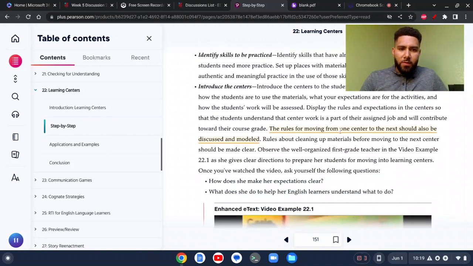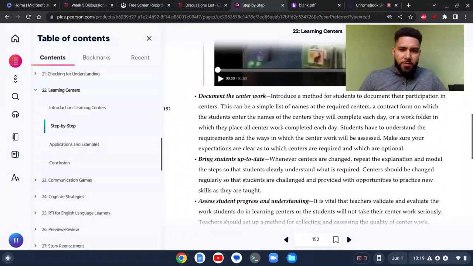So the rules for moving from one center to the next should be discussed and modeled. So you're actually going to show students how you want them to leave the station for the next group and what they should be doing when they're at a specific station as well.